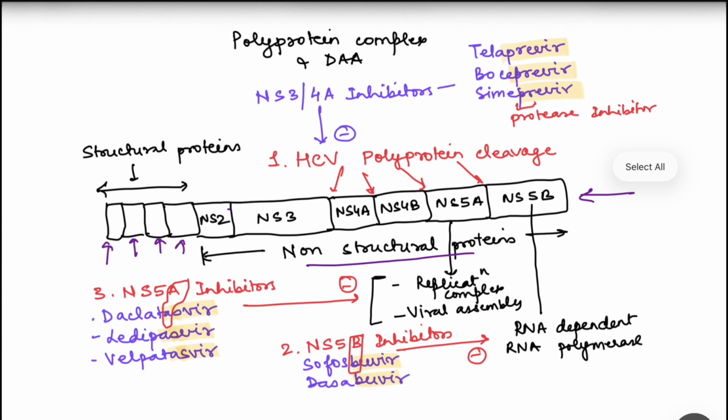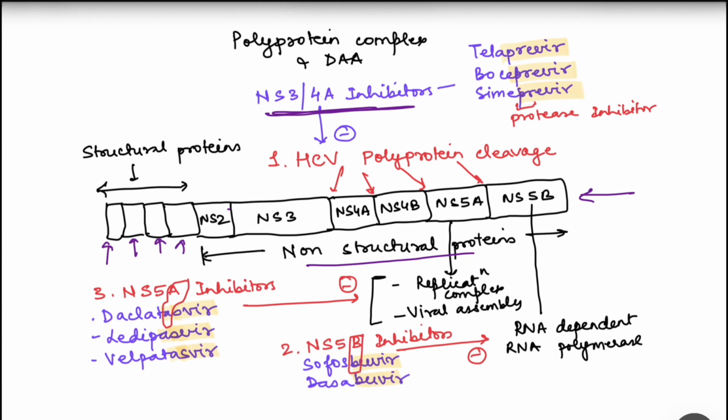So for this we have NS3,4A inhibitors. Actually these are NS3,4A protease inhibitors, and they prevent the cleavage of this polyprotein. We will see when we talk about HIV, there also we have protease inhibitors which prevent the cleavage of the polyprotein which is synthesized. So for HIV also a similar mechanism exists. The polyprotein is synthesized and that is broken down.